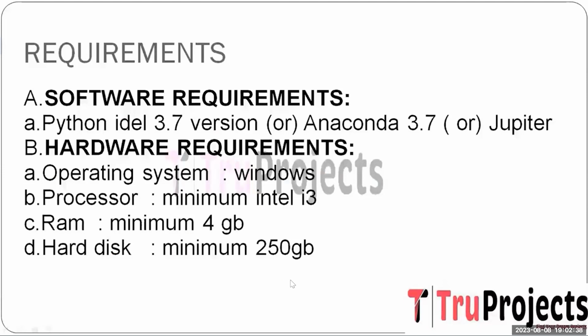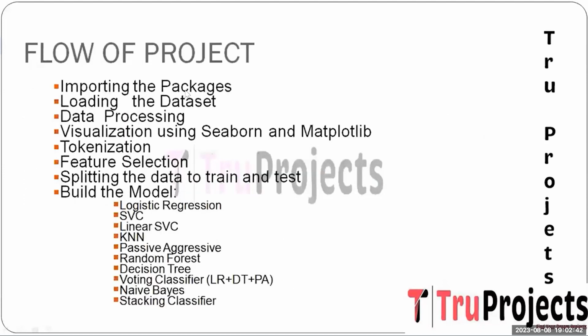And to know about the flow of the project, these are the steps we need to discuss. The first one is importing the packages. Initially, we import the essential Python libraries such as Pandas, sklearn, and TensorFlow to facilitate data handling and machine learning operations. The second one is loading the dataset. The dataset containing the news articles classified as genuine or fake is loaded into memory. This dataset serves as the foundation for subsequent analysis and model development.